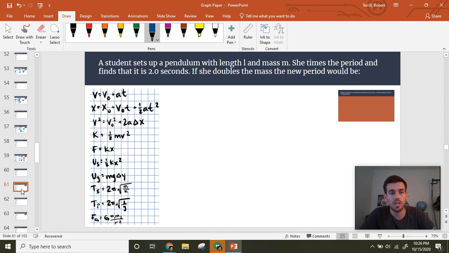So the equation that we're going to use here is the period of a pendulum. That's 2 pi times the square root of L over g. It's this guy right here. Now what you might notice is the only variable that we talk about changing is the mass, and there is no mass in this equation. So this one should have been super fast.